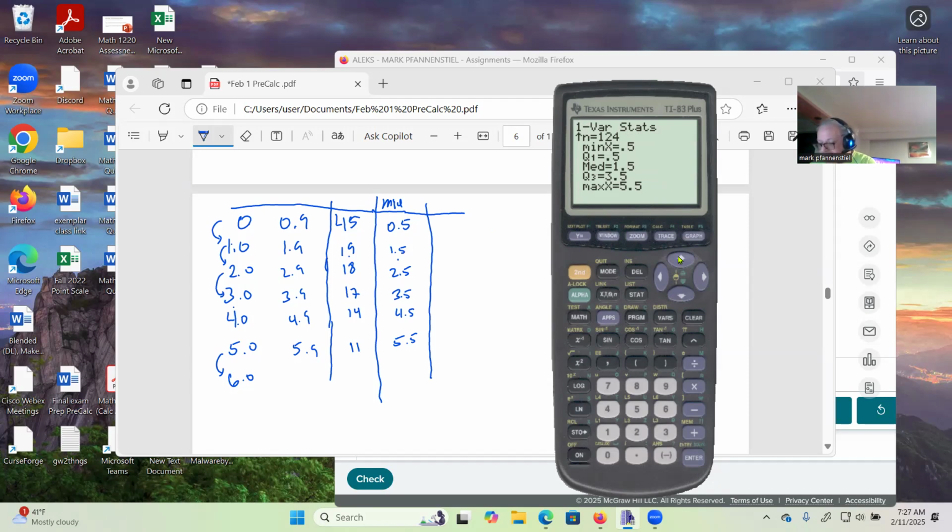Again, you went through the trouble of buying this calculator, so please use it. I don't want you to have to do all this stuff by hand. We don't live there anymore. But that's what we're looking for as far as this goes.